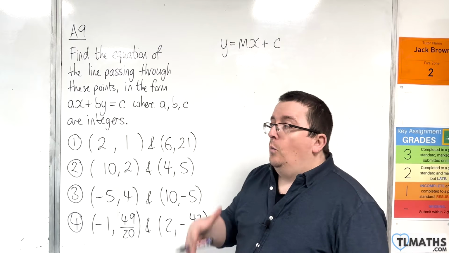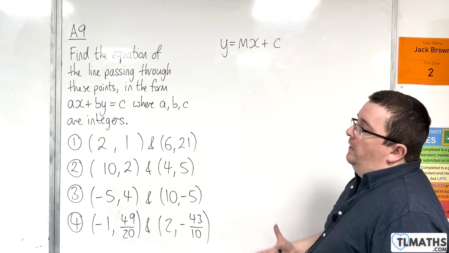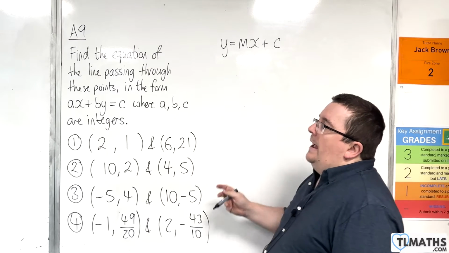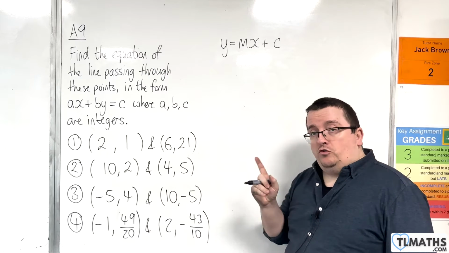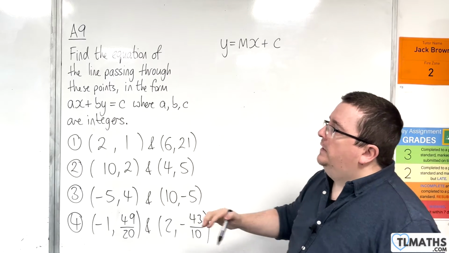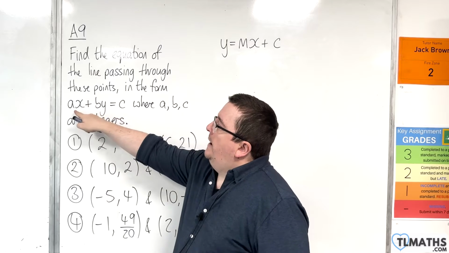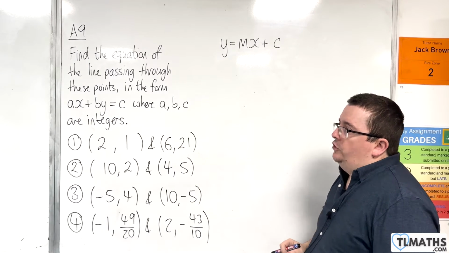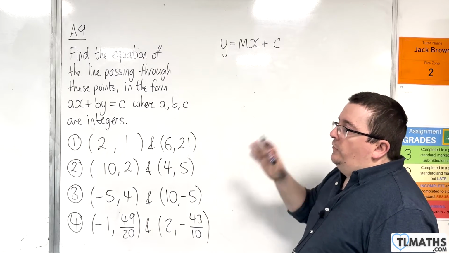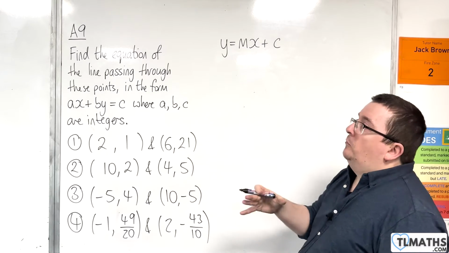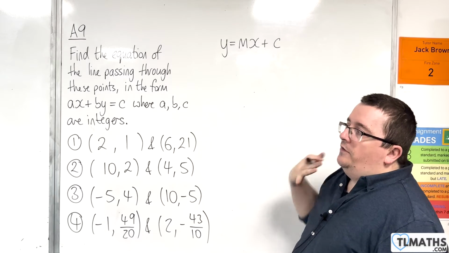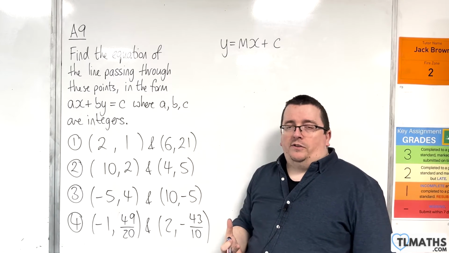So in this video, we're going to be finding the equation of the line passing through each of these pairs of points. And the difference here is that we're trying to get our final answer in this structural form, ax plus by equals c, where a, b and c are integers. Now in this video we're going to be using the y equals mx plus c approach. So we find that equation first and then we can rearrange it into the form.